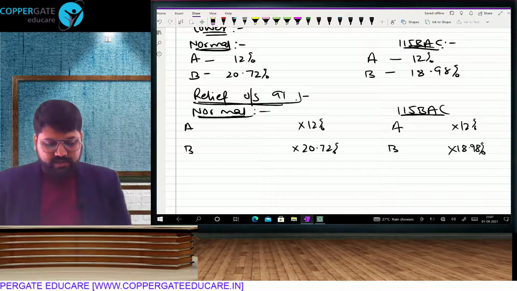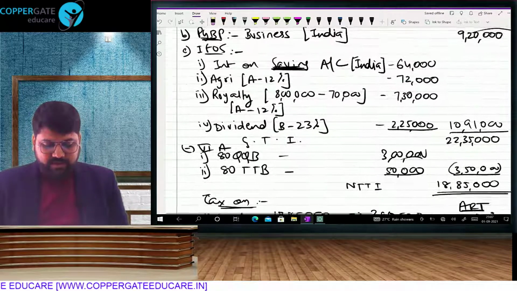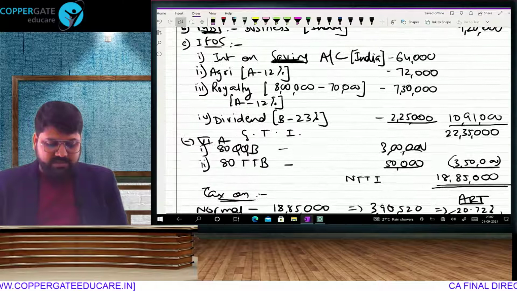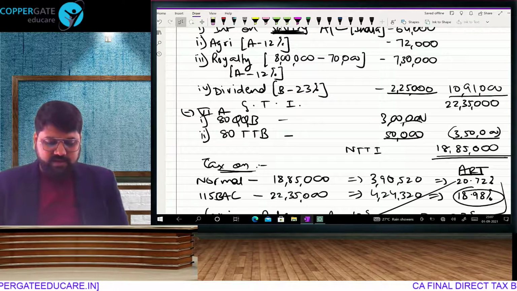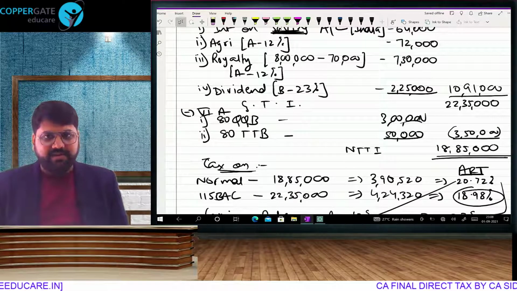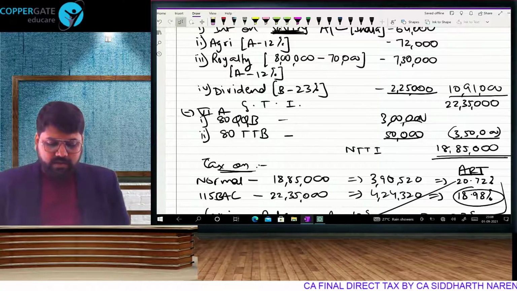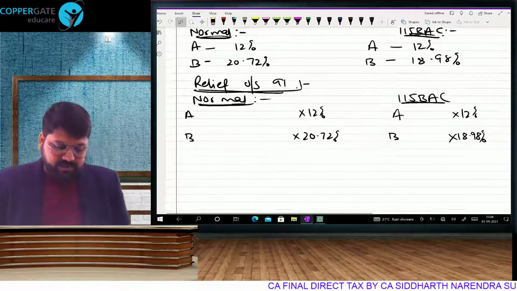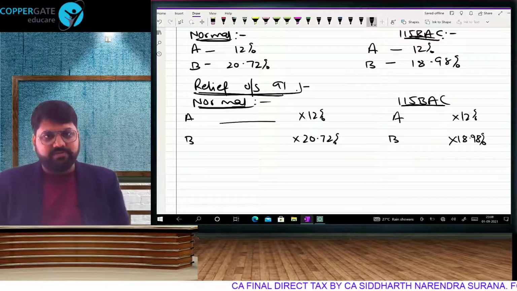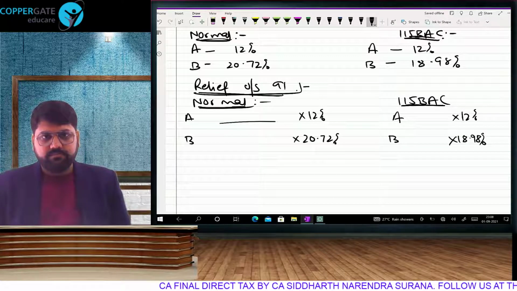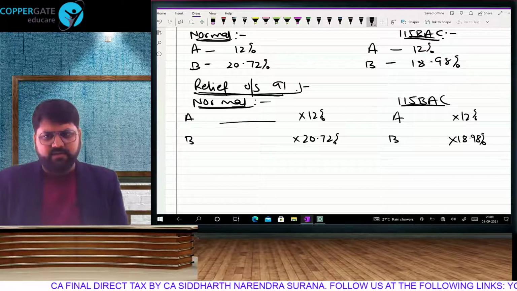Let's talk about country A. Go and identify what are the incomes that you have earned in country A. House property was country B, business was India, saving account was India. So we have agriculture income of 72,000 and we have royalty income of 8 lakh rupees. Will we write 8 lakh 72,000 here? Then what will you take? You tell me. I am not writing anything. This is your real talent. If you can do this question, you can do anything.